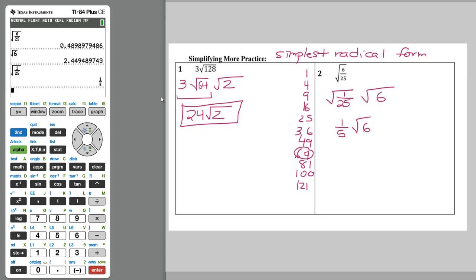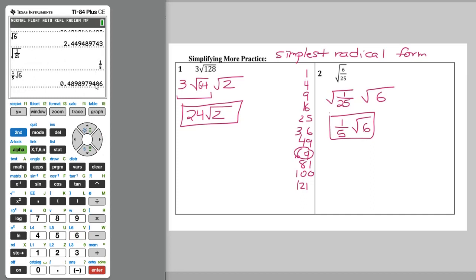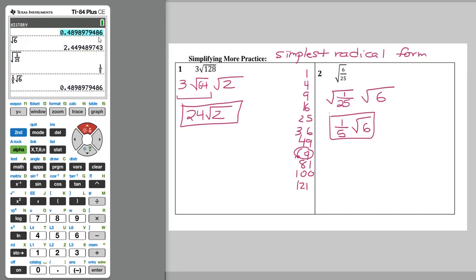Making sure one more time, I'm going to check in my calculator. The square root of 6 over 25 is 0.48989799486. Now I'm going to check 1/5 times the square root of 6, and it's the same exact decimal. I can arrow up and double check it. There you go. Yep, exact same decimal.